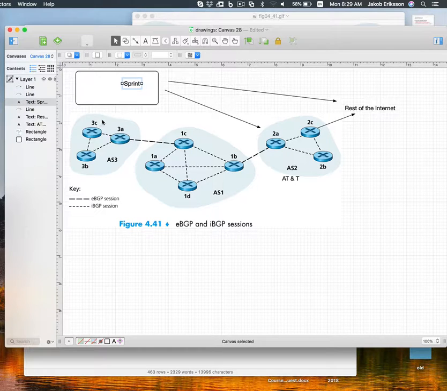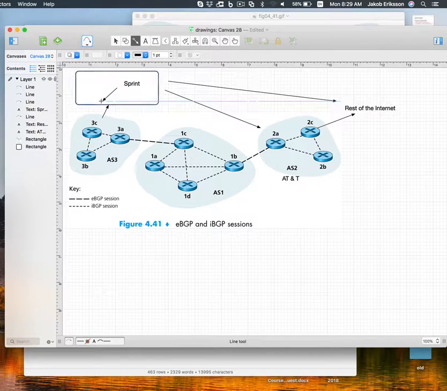Right. And then the AS3 here is connected directly to Sprint. Okay. So now AS1 would receive from AT&T an update saying, oh yeah, I can reach AS3. It actually talks about both the AS and the IP subnet, but we're interested in the IP subnet at the moment. So we can reach the IP addresses within AS3 from AT&T. AT&T sends this update to AS1.